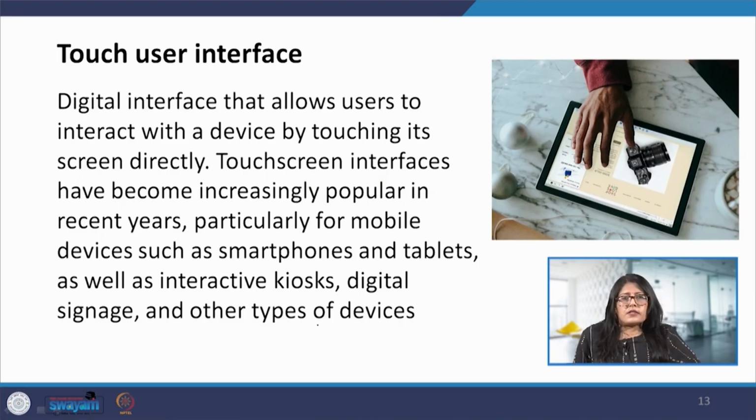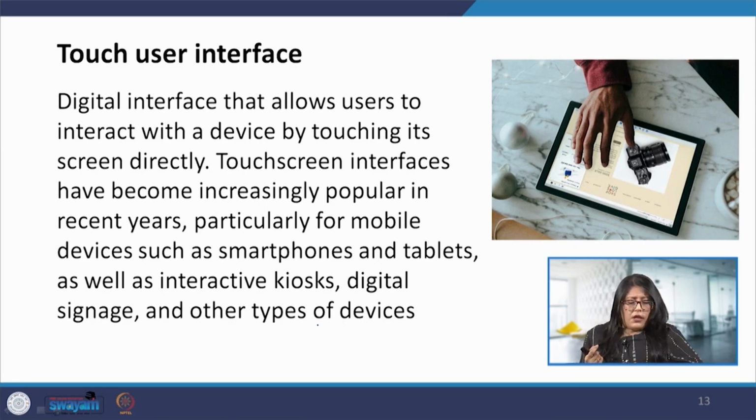The next interface is touch user interface. In a touch screen interface, which has become really common nowadays, most of the cell phones we are using have a touch screen, and even other devices like laptops or tablets also have touch screens. They allow the user to interact with them by tapping, swiping, and pinching.